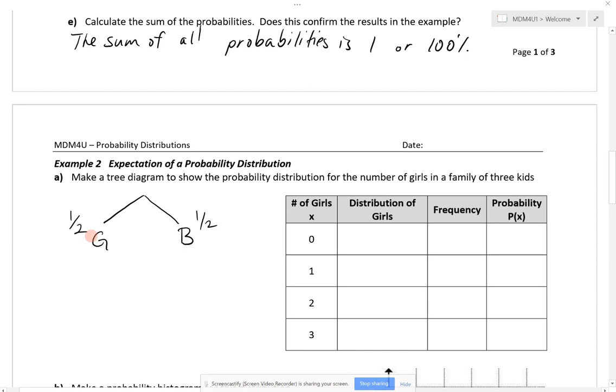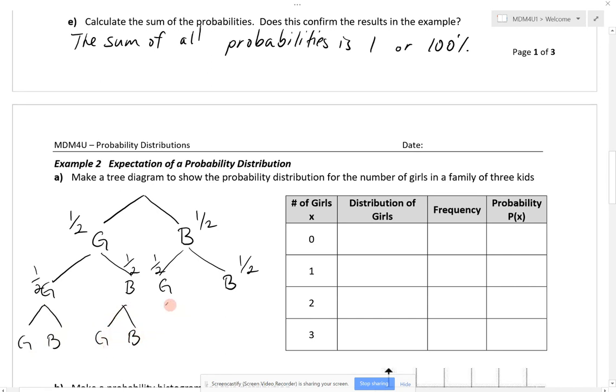For your second kid, continue drawing some of these branches here. So you can have, again, another girl or boy. If your first child is a girl, you can have another girl or boy. If your first child is a boy, you can also have a girl or another boy. Okay? And each of these outcomes at this step is half or 50%. And then your third child, again, continue extending your branches. Another girl, boy, another girl, boy, and girl, boy.